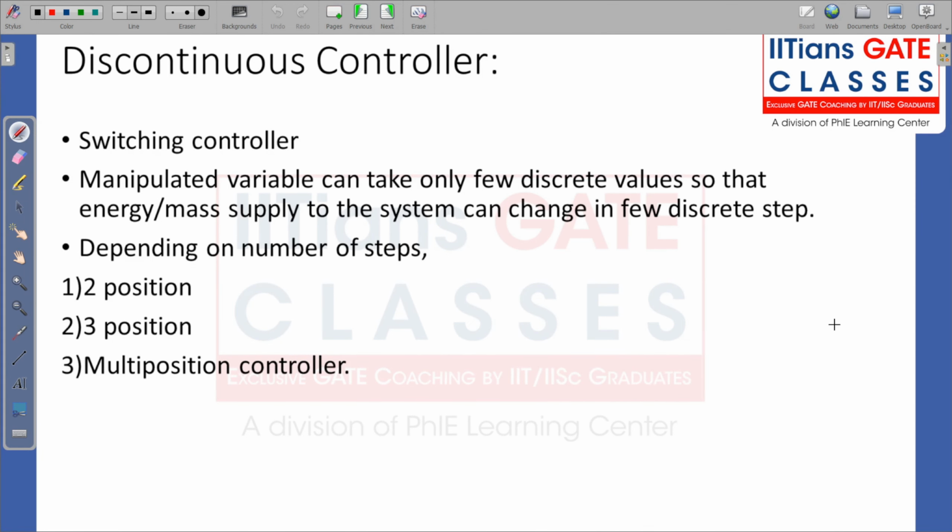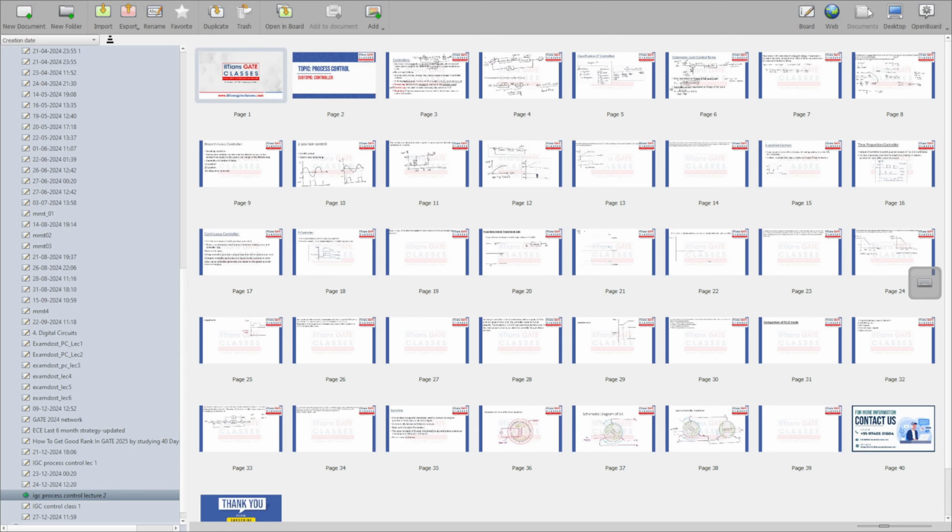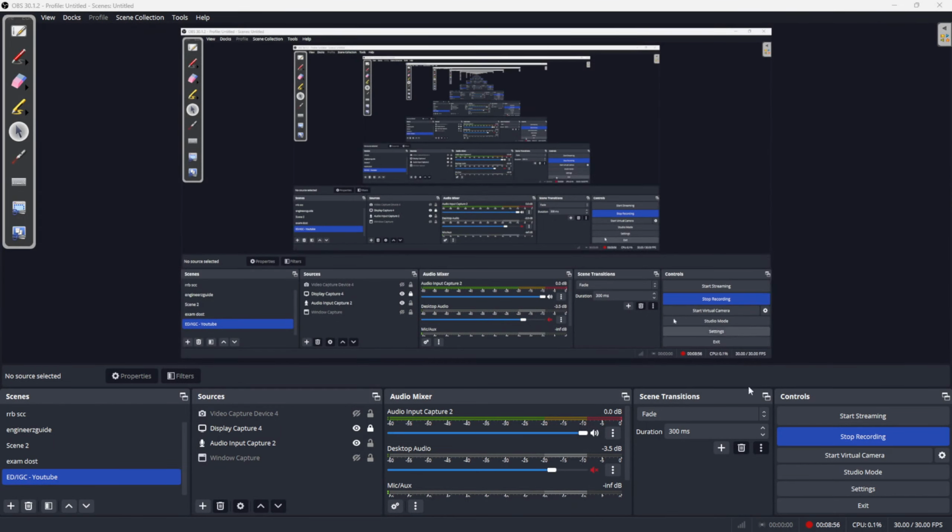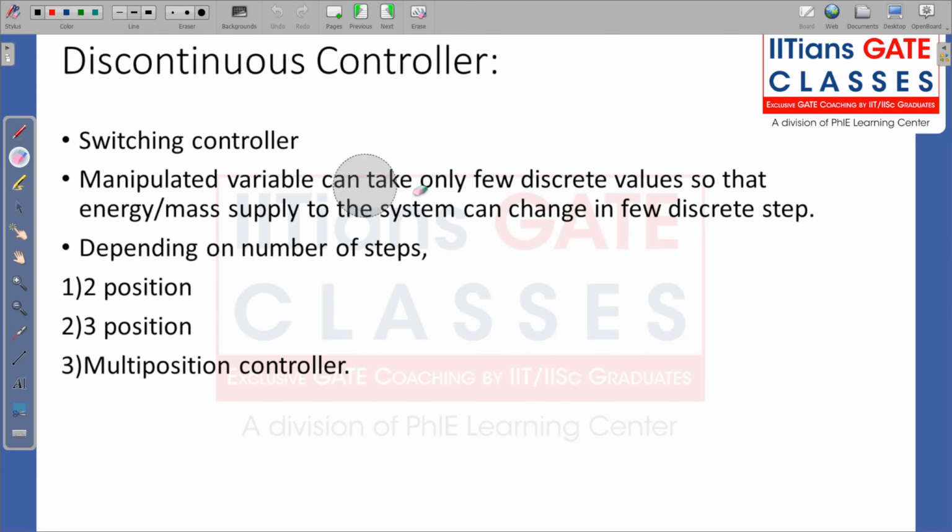Next topic that we are going to see is discontinuous controller. So this is not that much. Once there was a question that bang bang controller is which controller, so you need to say it was on off controller. So there is a single question, and that we are going to see when we solve the previous year question. So in discontinuous controller, basically what we have is a switching controller. So basically we keep on switching.